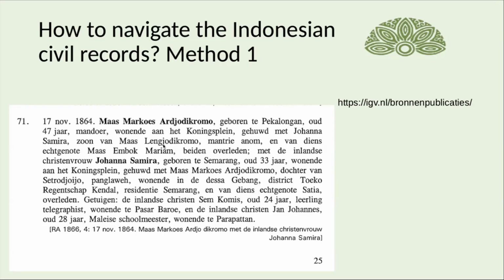And then you see the wife, Johanna Samira, and you see also the parents of this person, Maas Marcus, and the age and which place he was born, and the witnesses, and the place they lived, etc. So it's a very important source, but it's an incomplete source because we have not transcribed all the records, because that's a huge amount.